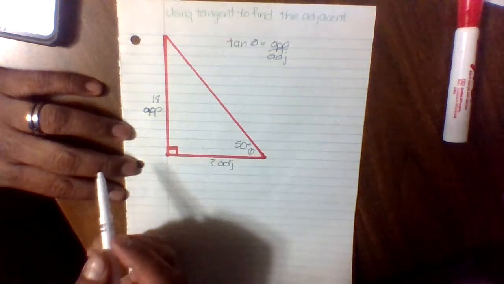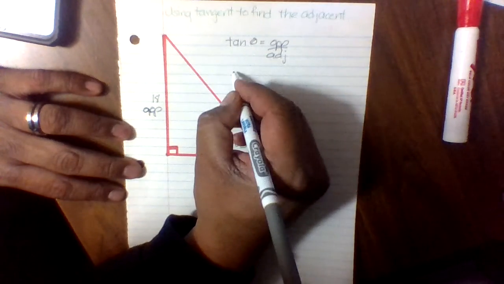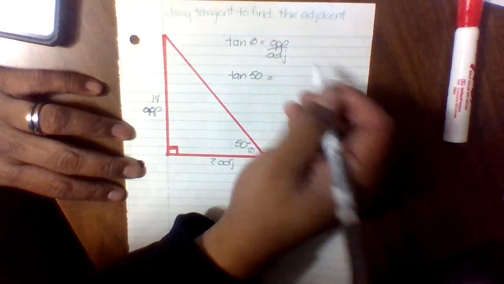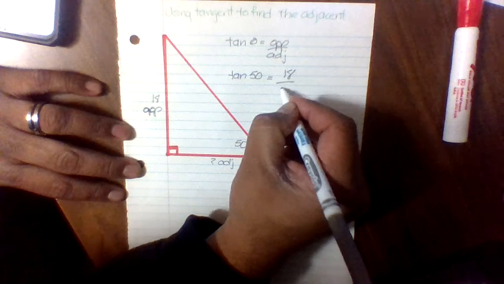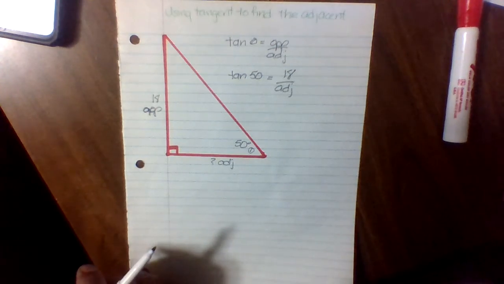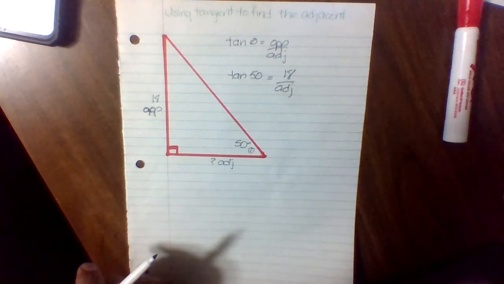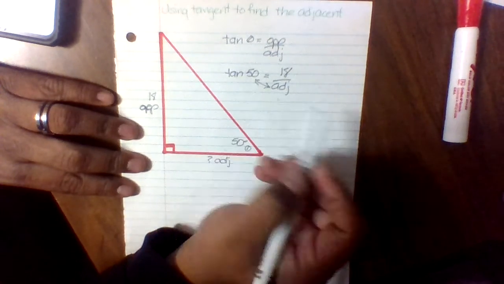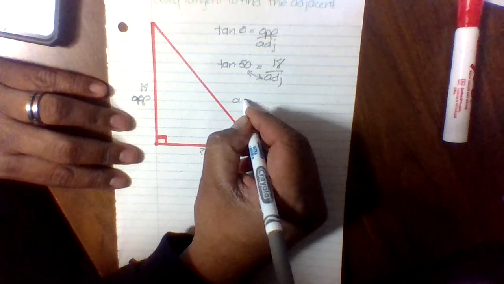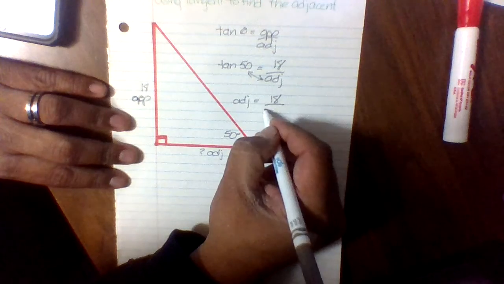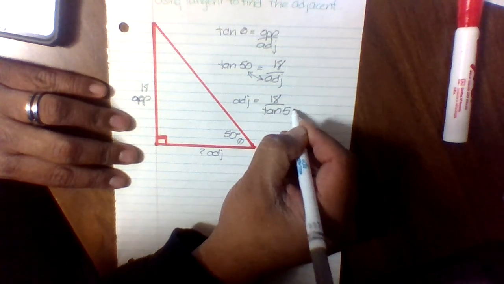So how do you flip this? Well, let's first put in the numbers we know. The tangent of 50 is going to equal 18 divided by the adjacent. This one's a little different than having to find the top number or the opposite. Here, these two can actually just switch spots. So the adjacent is then equal to 18 divided by the tangent of 50.